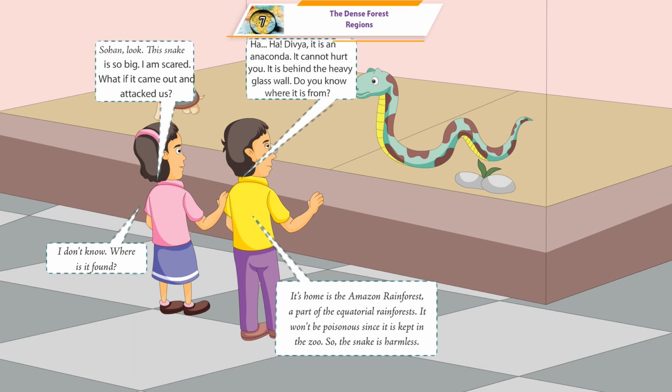Its home is the Amazon rainforest, a part of the equatorial rainforests. It won't be poisonous since it is kept in the zoo, so the snake is harmless. Oh, that is a relief.